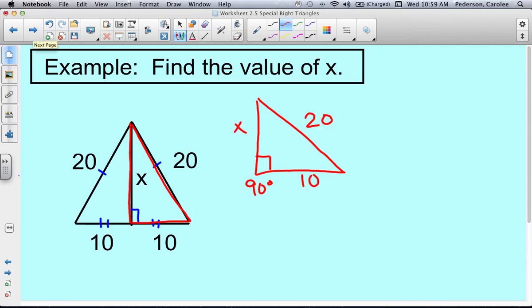Find the value of x. Well, this is a 30, 60, 90 triangle. This is my 30 degrees. This is my 60 degrees. Remember that 10 and 20, 20 is twice as much, and now this is going to be the square root of 3 times 10, or you can use the Pythagorean theorem. So it'll be 10 square root of 3.